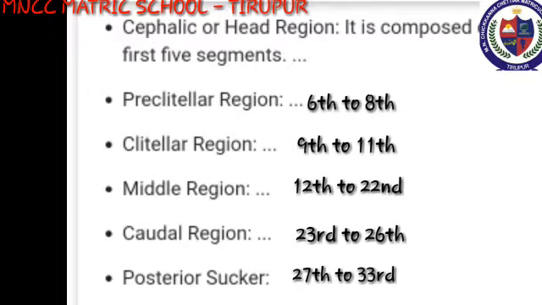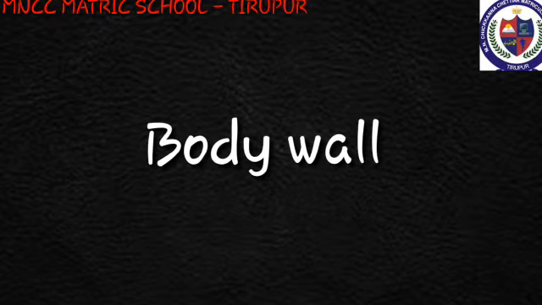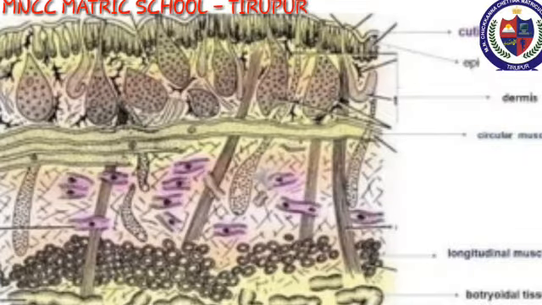Middle region. 12th to 22nd segments. Caudal region. 23rd to 26th segments. Posterior sucker. 27th to 33rd segments. Body wall. Body wall of leech includes 5 layers: cuticle, epidermis, dermis, muscular layer, botryoidal tissue. Next, locomotion. Locomotion in leech takes place by crawling movement and swimming movement.